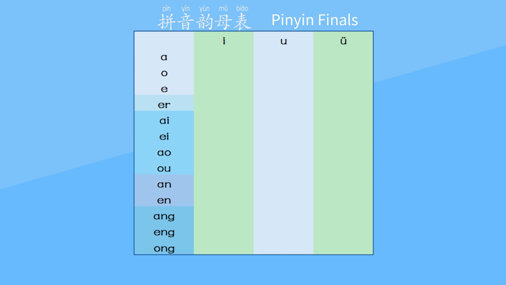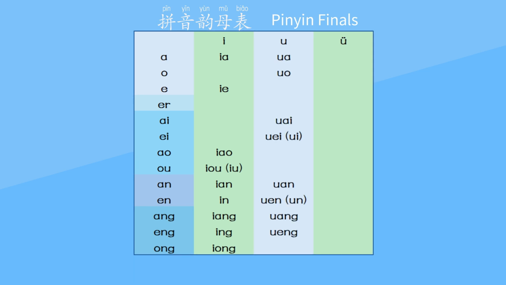We get the first column of finals, and if we combine I with the first column of finals, we get the second column of finals. Combining U with the first column of finals, we get the third column of finals. Combining Ü with the first column of finals, we get the fourth column of finals. Now, we get all the finals of Hanyu Pinyin. Note that, like the finals, yu, wei, wen, they are shortened forms. We will work on the pronunciation of finals later.